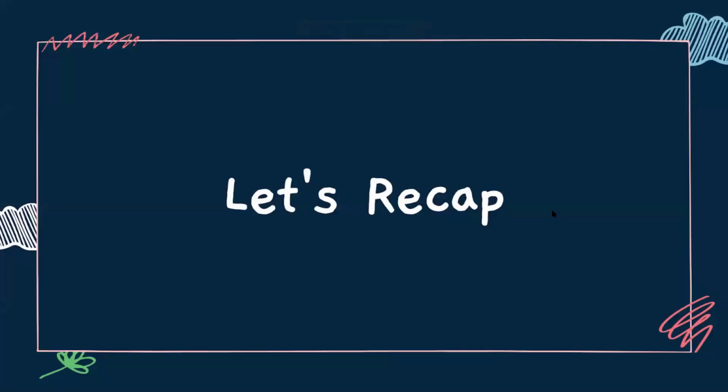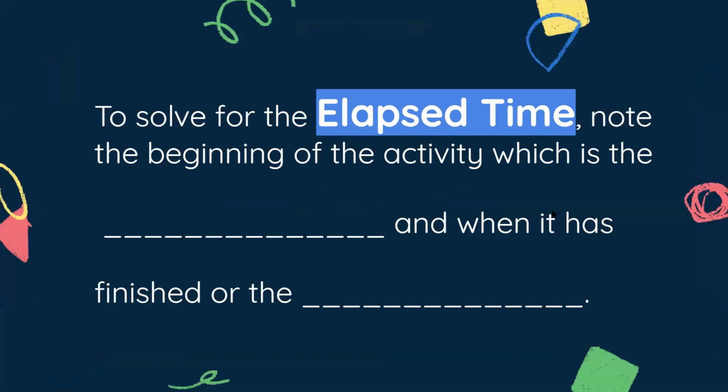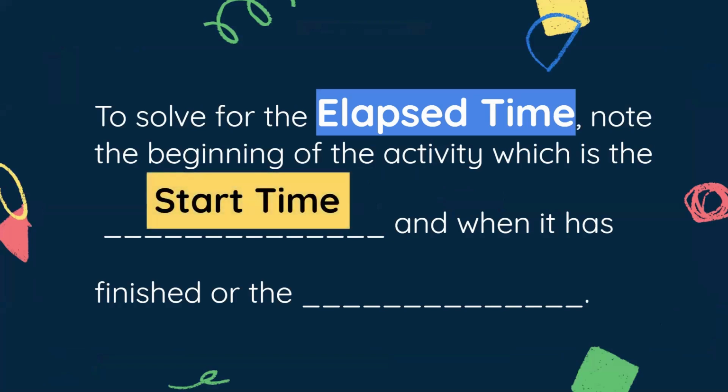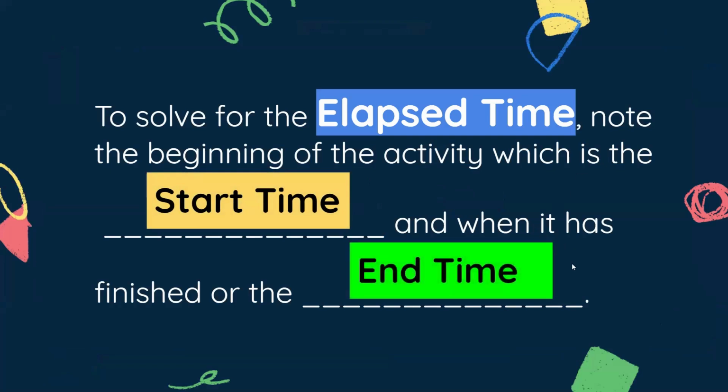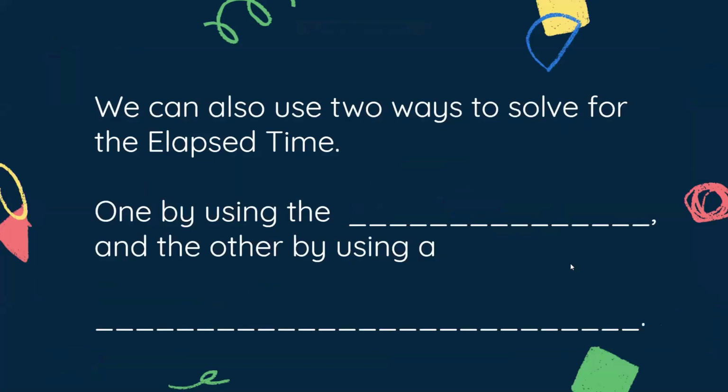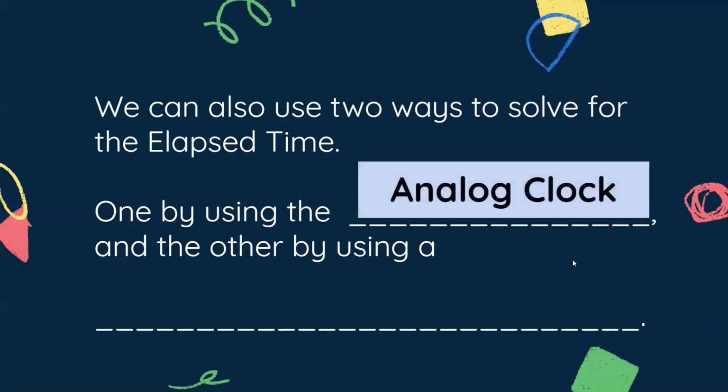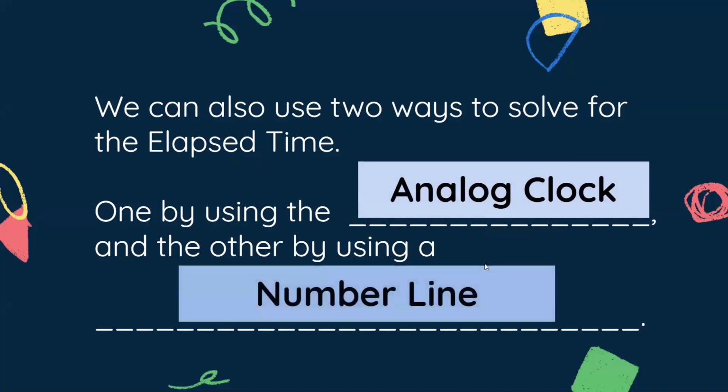There. Now let's have a recap. To solve for the elapsed time, note the beginning of the activity, which is the, what do you think? The start time, that's right. And when the activity has finished, or also called as, that's right, the end time. Three important things you have to take note of every time. We can also use two ways to solve for the elapsed time. One, by using the analog clock, which we did just earlier. And the other way, by using a number line, which we'll do in another video just right after this.